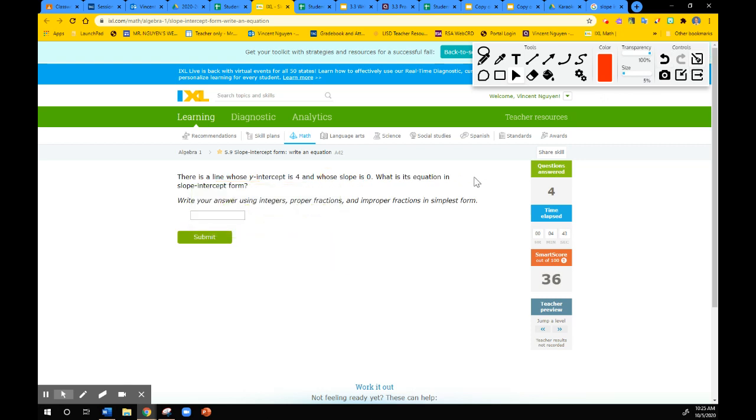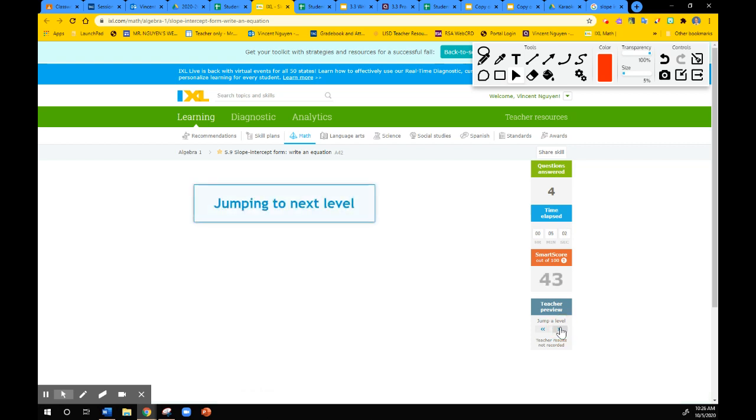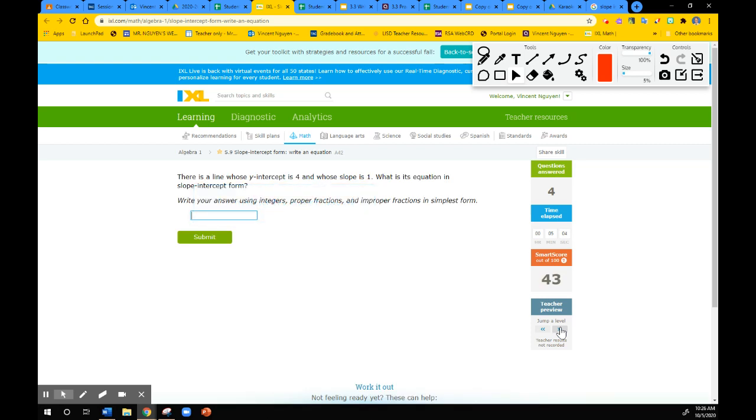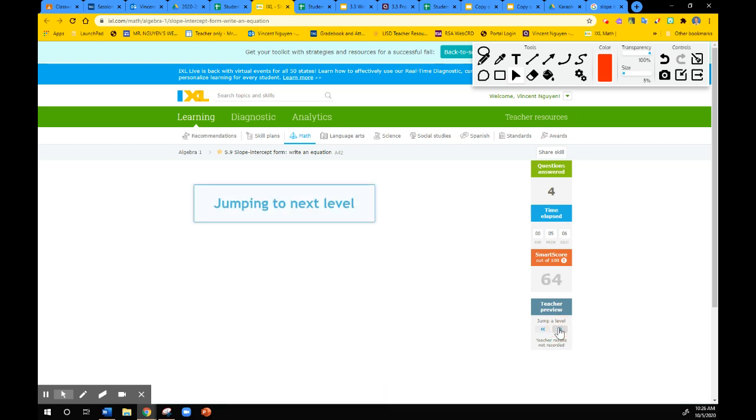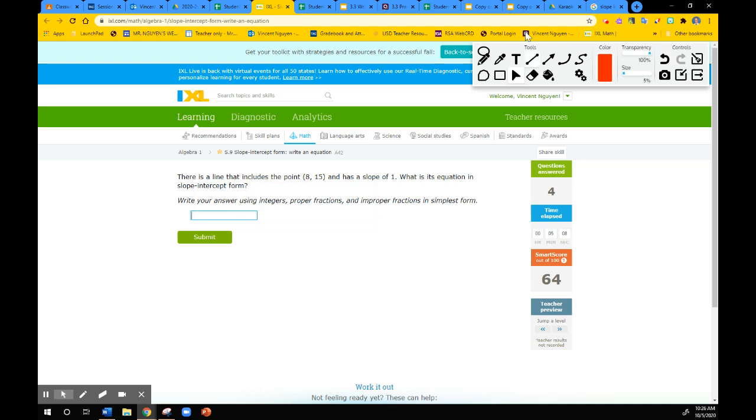All right. So far we've only seen one form, one case: the case where the slope is given to you and the y-intercept is given to you. So I'm going to jump a level to see if we run into the other two cases, which are a slope and a point, and two points. Let's see. This is still slope and y-intercept. Let me jump. Here we go.